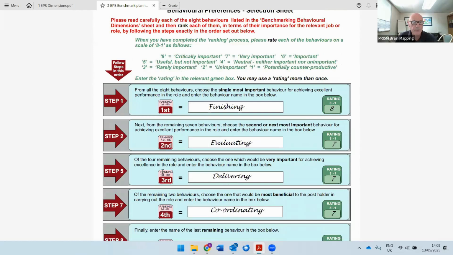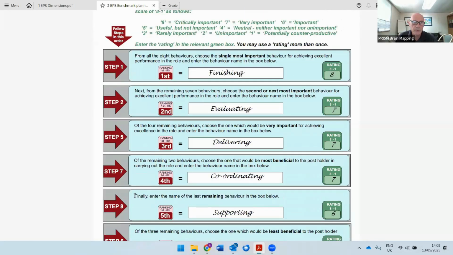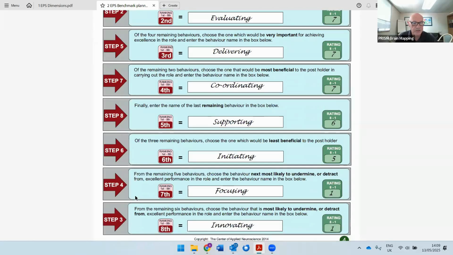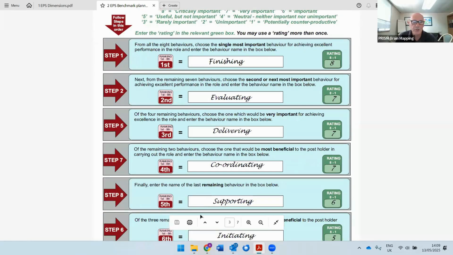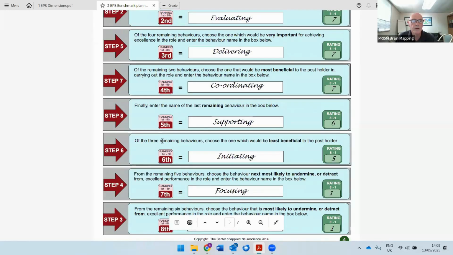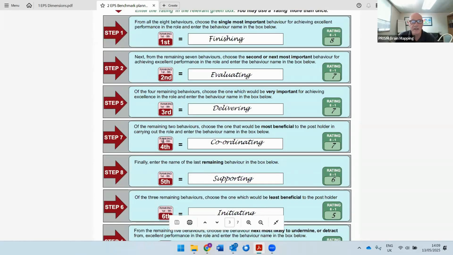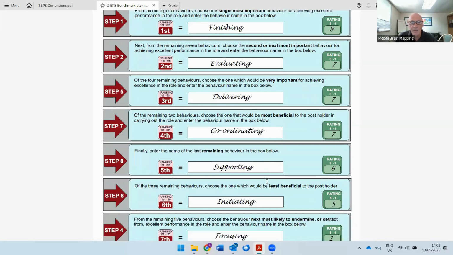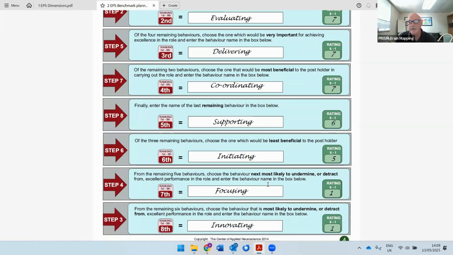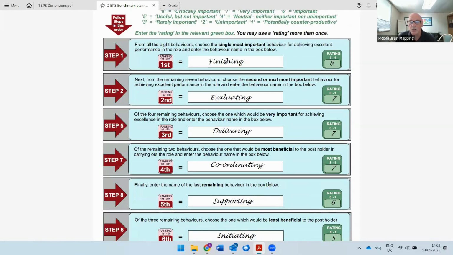And then right at the bottom, if we go to the 2 that are right at the bottom, which are the steps in between, steps 3 and 4, you can see that the last 2 are focusing. We saw no focusing at all on that profile, and we saw no innovating. So follow it down in the steps, first 2, bottom 2, and then the ones in between. And this is what we end up with in terms of the ranking order. Finishing, evaluating, top 2 are gold, then delivering, then coordinating, supporting, and initiating, focusing, and innovating. So that's the ranking stage complete.